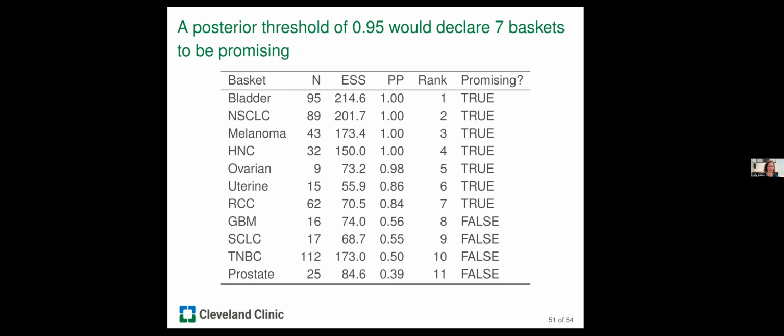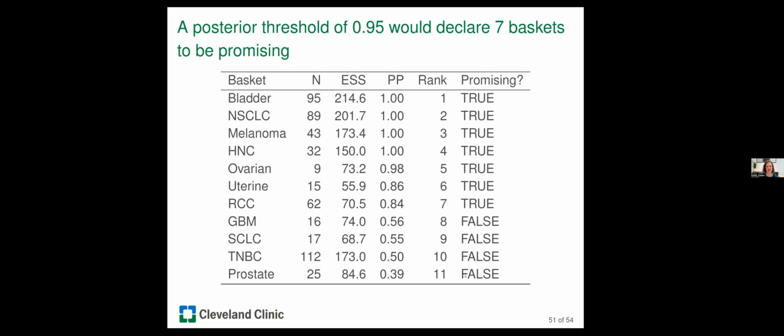So looking at this, going back to our 11 cancer types in atezolizumab, and here I'm just looking at a posterior threshold of 0.95 as an example. And now I have these baskets ordered in order of their posterior probability of exceeding that null response rate. We see that using a threshold of 0.95, we would have declared 7 of these baskets to be promising at that rate, and these 4 would have been declared not promising.